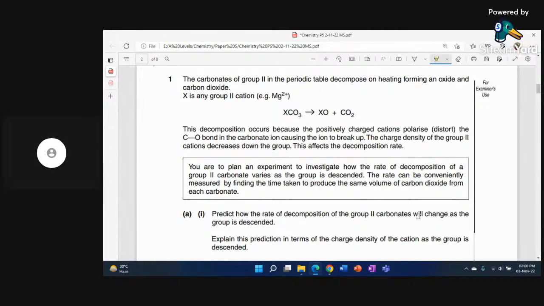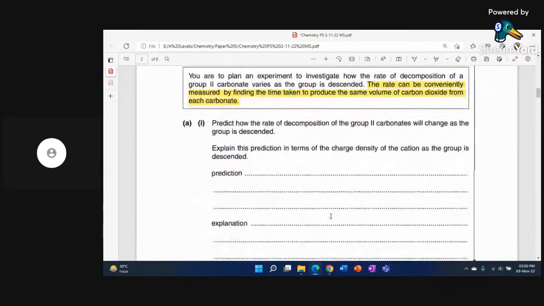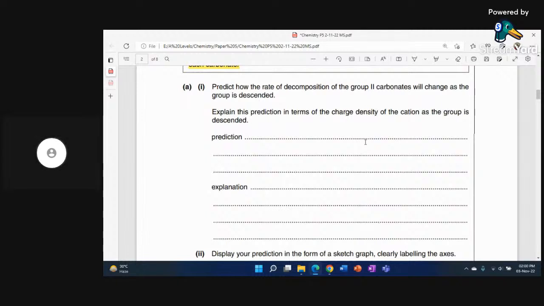Okay. While reading the question, I would like everyone to please underline this part. The rate can be conveniently measured by finding the time taken to produce the same volume of carbon dioxide from each carbonate. Okay, the first part is predict how the rate of decomposition of the group 2 carbonates will change as the group is descended. So explain this prediction in terms of charge density of the cation as the group is descended.